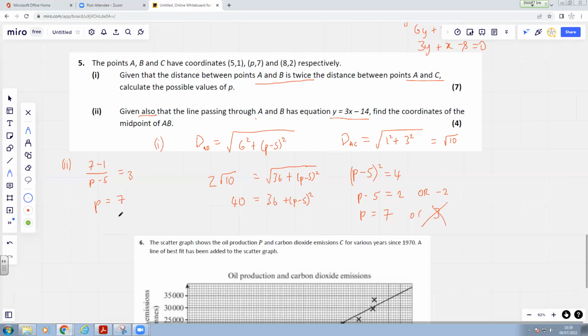Find the coordinates of the midpoint of AB. Well, now we know it's 5, 1 and 7, 7. The midpoint is going to be the middle of the x's, the middle of the y's. That's a gap of 6. Add on 3 to 1, you get 4. Midpoint 6, 4.